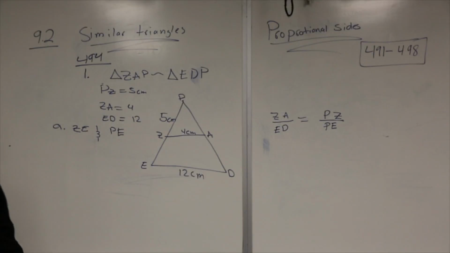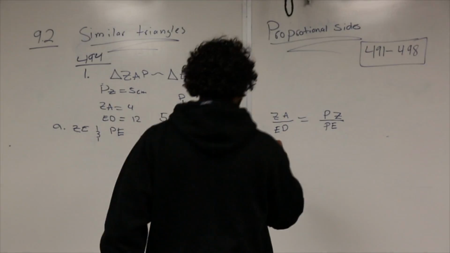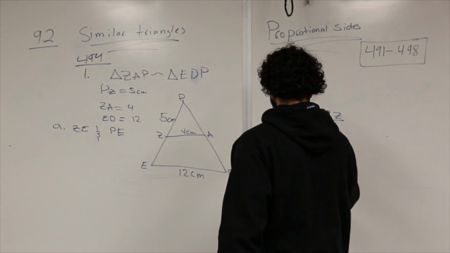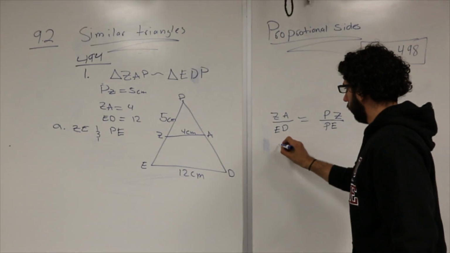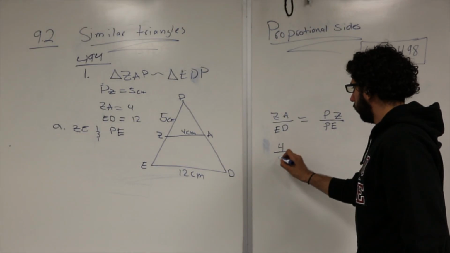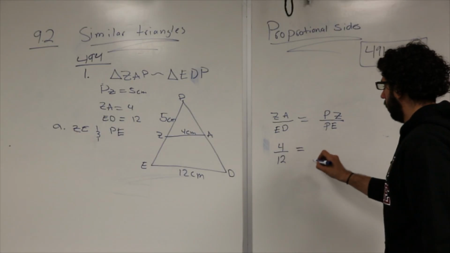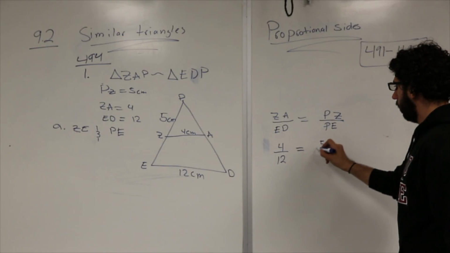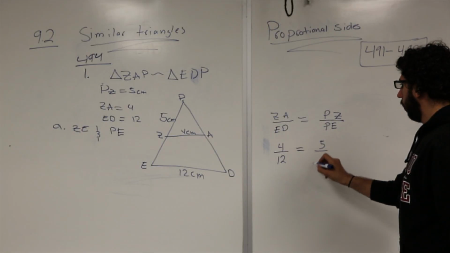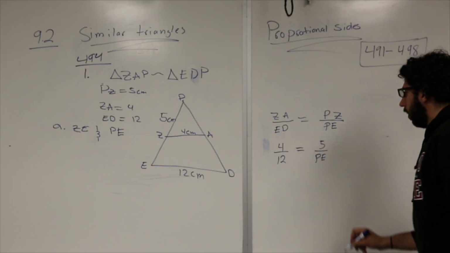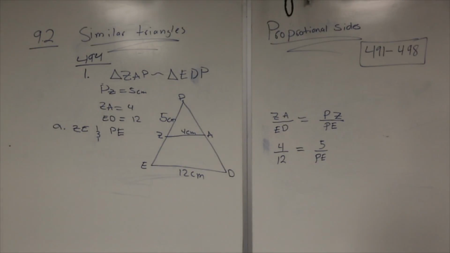Now we're going to replace them with numeric values. ZA is 4, so I'm going to put 4. ED is 12, so I'm going to put 12. PZ is 5. So I'm going to put 5, but we don't know what PE is, so we're going to keep that there. A lot of you guys don't know what P is. Anyways, we got ZA over ED is equal to PZ over PE.